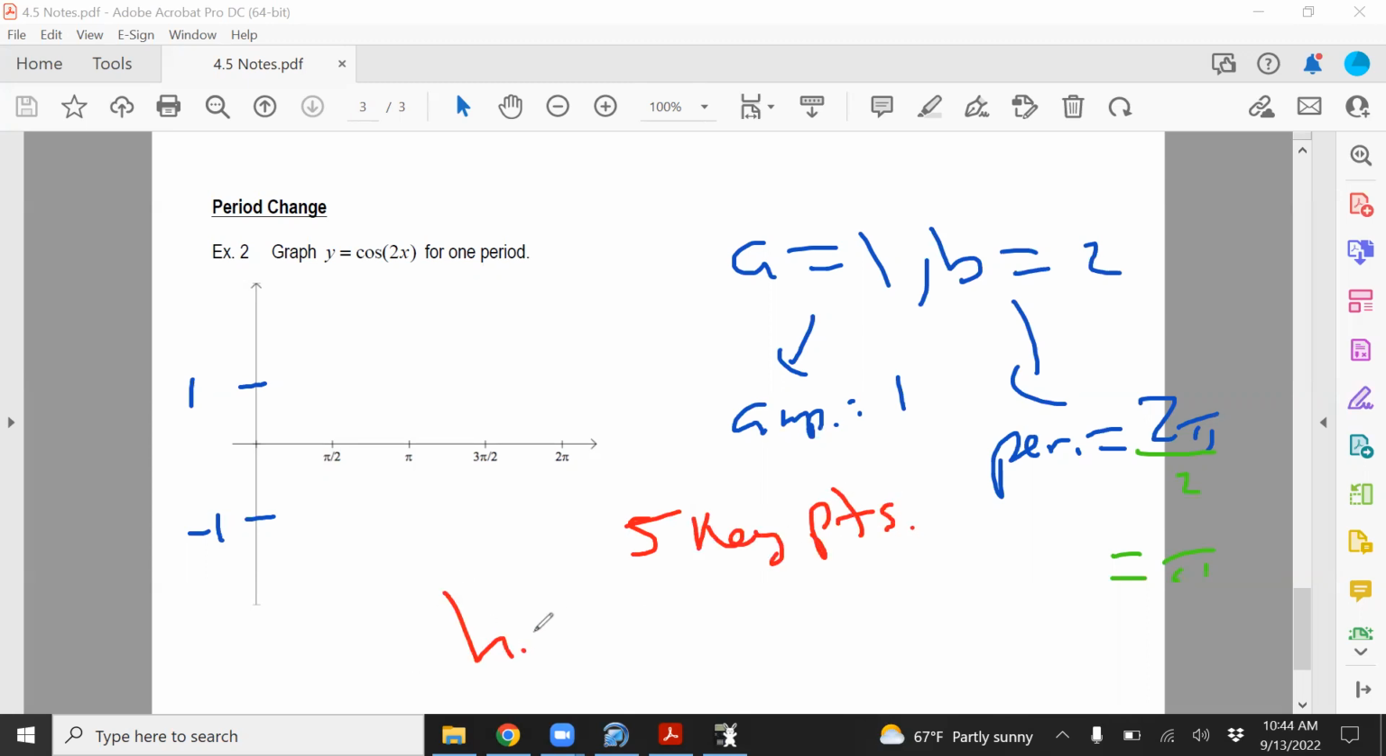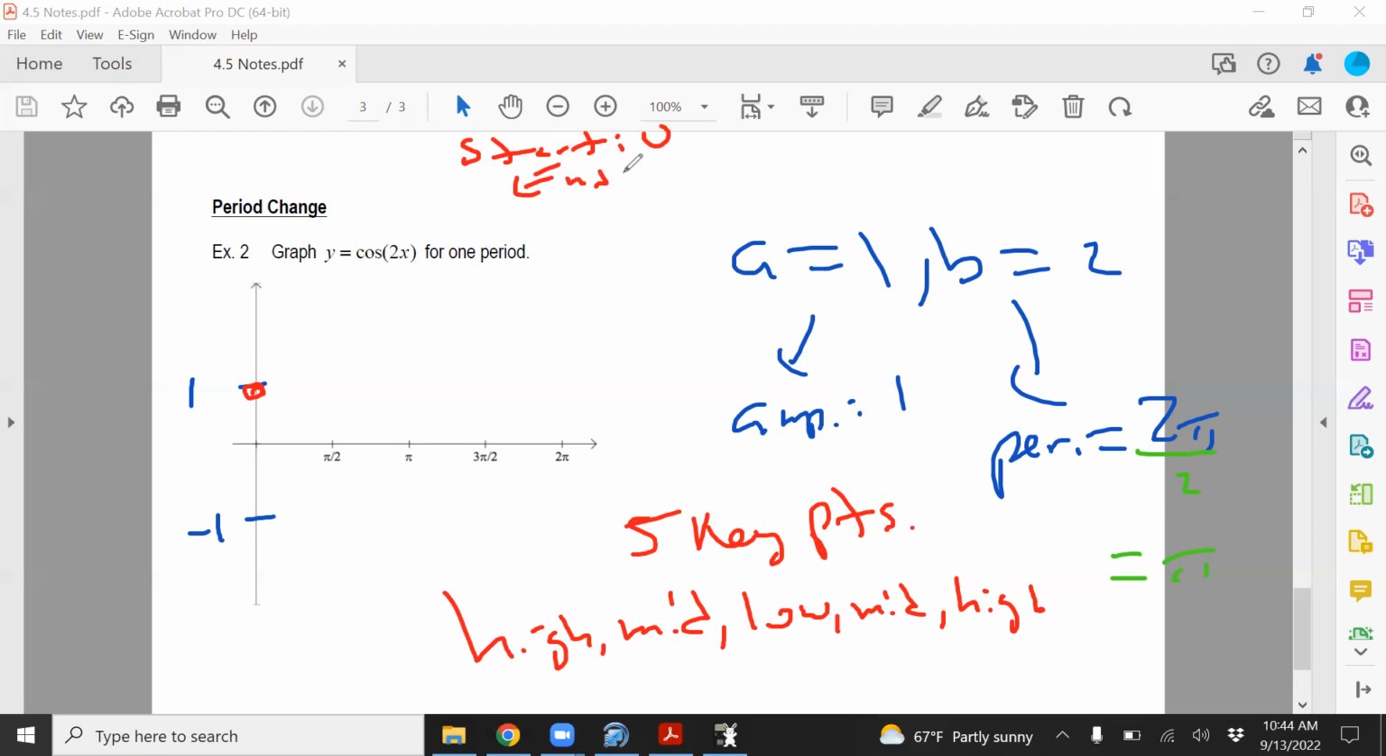Now you can do high, middle, low, middle, high. So notice I'm not plugging in points. I kind of know the general feature, and I just make an adjustment if there's a period change. But the one thing I have to keep in mind, remember, we start at 0, but now I'm going to end at pi. Why am I ending at pi? Because my period was pi.